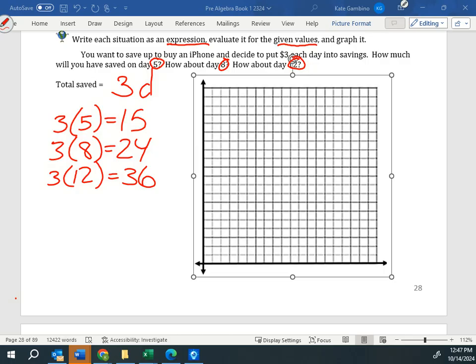Okay, so we evaluated. Now we need to graph it. So we need to think what's going to go on the bottom. That bottom is the variable that's changing. So on that x-axis, we're going to label it day. So at that origin where the x and the y meet, that's the 0. So day 1, day 2, day 3, 4. How far up do you think I need to go in my graph? 12, because in our data we had 12 days.